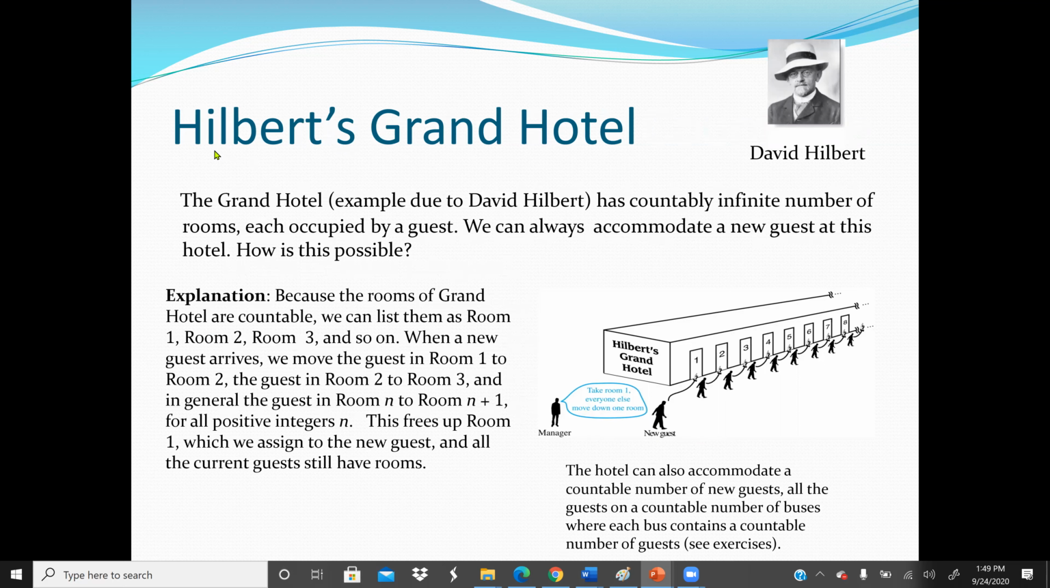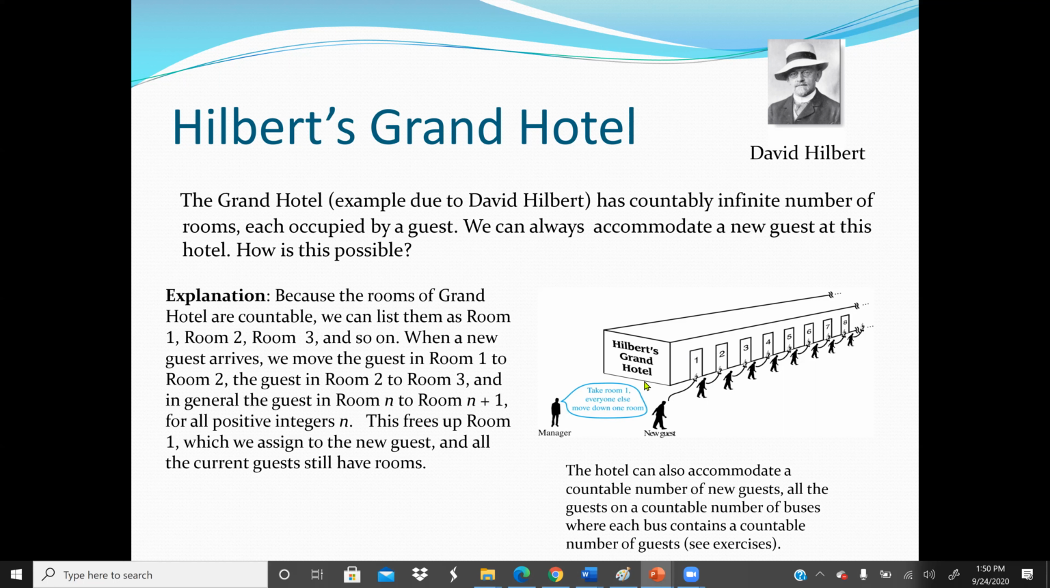In our textbook, we have this example of Hilbert's Grand Hotel. When you read it, it tells us that in this hotel there's always a space. If I'm going to a hotel, there's an empty room. There's always an empty room. But this problem is talking about logic.